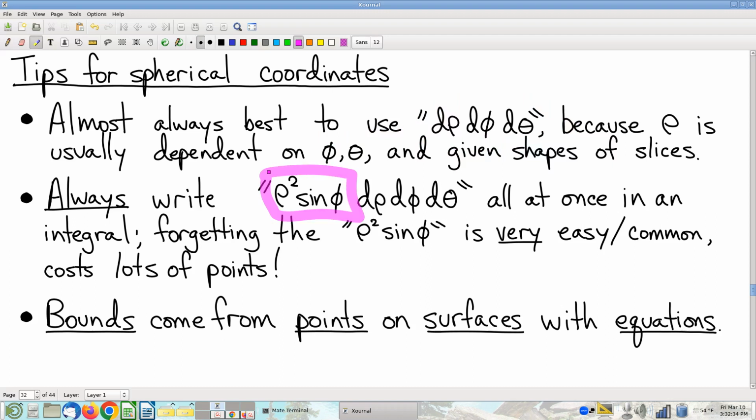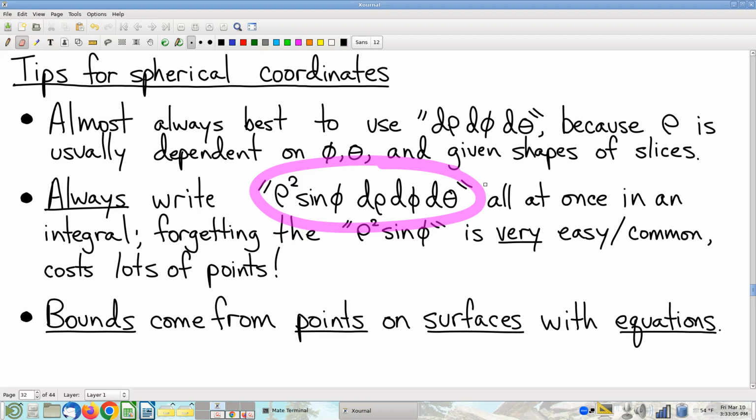Okay, as with any change of variables, don't forget your stretching factor. Very easy to forget your stretching factor, especially since we're going to be drawing pictures and doing slices and trying to understand bounds and things like this, and the stretching factor sometimes just gets lost in the shuffle. My little life hack is I always write this down. Correction, I try to make myself always write this down all at once, as if it's a single thing, which, by the way, it kind of is. This is dx, dy, dz.